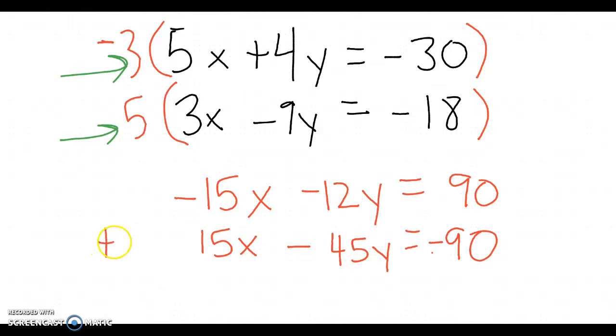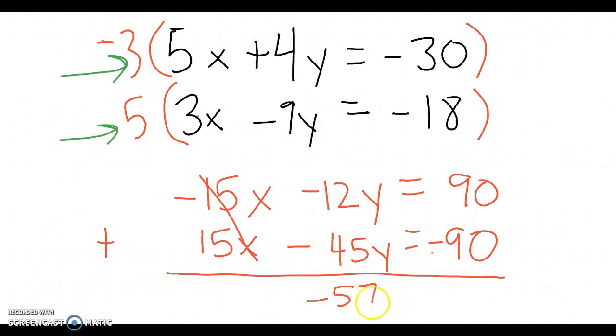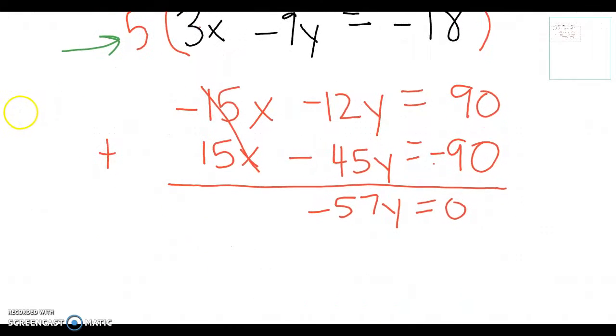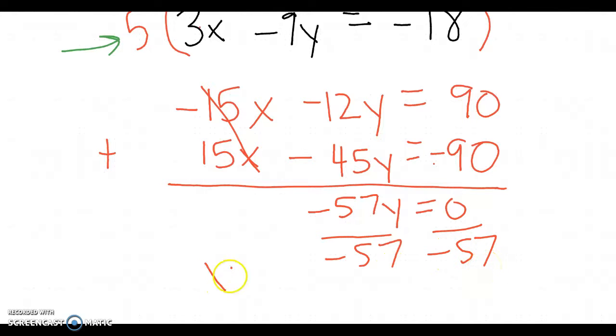Perfect. So now we'll just add these things together. And again, because we multiplied them by the opposite, 3 times 5 is the same as 5 times 3. So it guarantees us that these numbers will be the same. That cancels. That gives me negative 57y. And the nice part is this gives me 0. So if that gives me 0, when I divide both sides by negative 57, I just get that y is equal to 0.